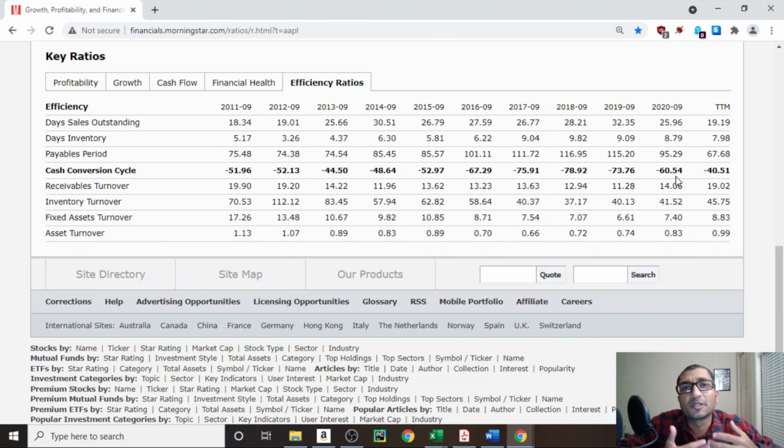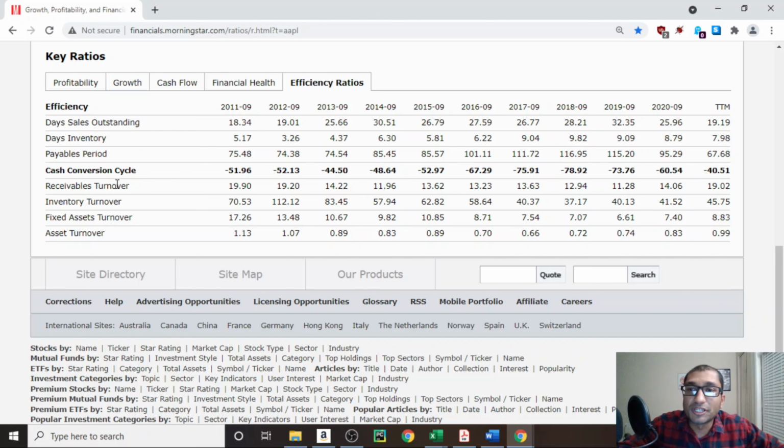And to make this concept a little bit simpler, for example, if my customers paid me cash in 30 days, but I did not have to make any payments to my suppliers until 90 days, then what that would mean is I would have a 60-day window where I can play around with that money, which means I would have a negative 60-day cash conversion cycle.